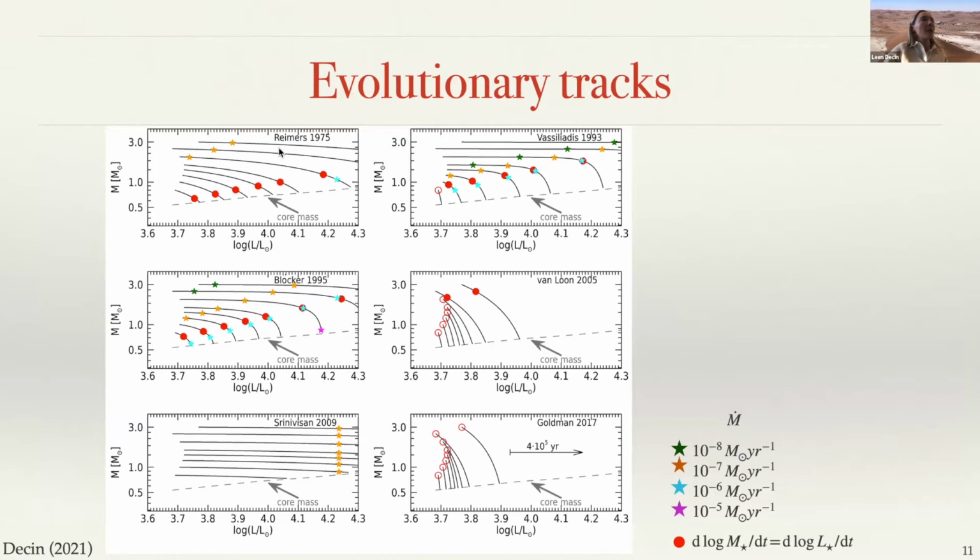If you would use Reimers' law or the Vassiliadis and Wood law or one of these other laws, they just give you something completely different. And we all know that the outcome of evolutionary tracks is a tool which is so often used in all of our predictions. If we want to say something, for instance, on supernovae, on black holes, on neutron stars, we always come back to these kinds of predictions, but actually they are not very constrained at this moment.